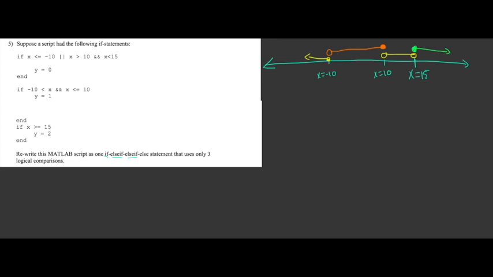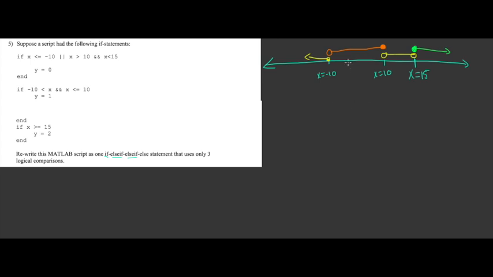Number 5. It's going to have us rewrite a script that already has if statements, but we want to make it more efficient this time. And instead of just using if and, we want to use if else if statements. So it says only use 3 logical comparisons. So the most we can use is 3 logical comparisons.